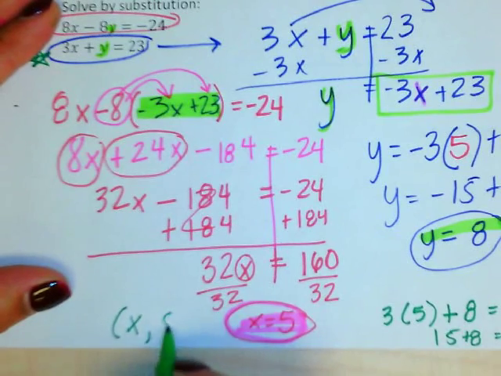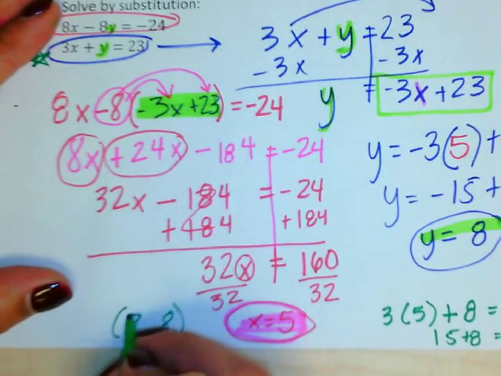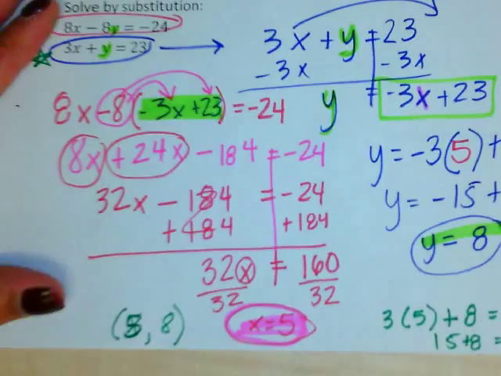Or I'm sorry, I don't know why I wrote x. 5, 8. 5 for x, 8 for y.